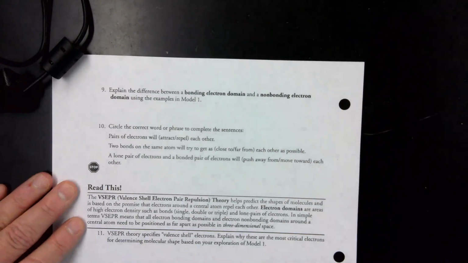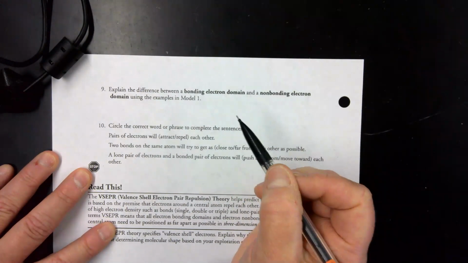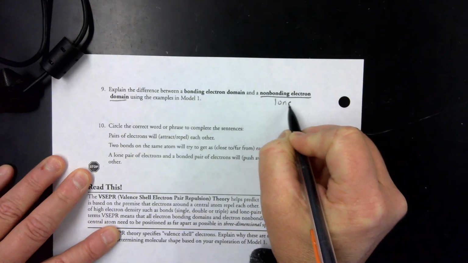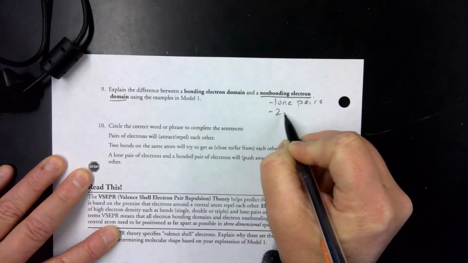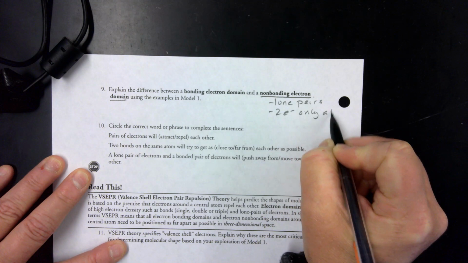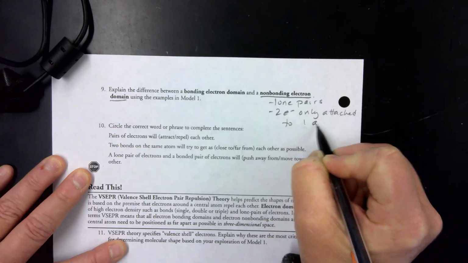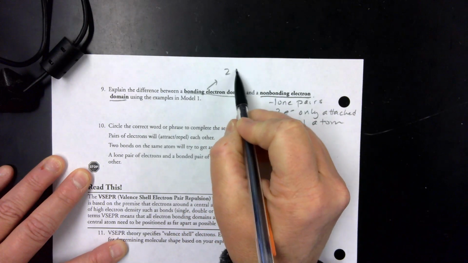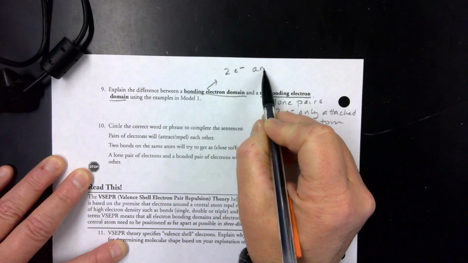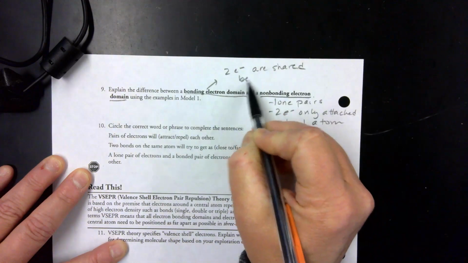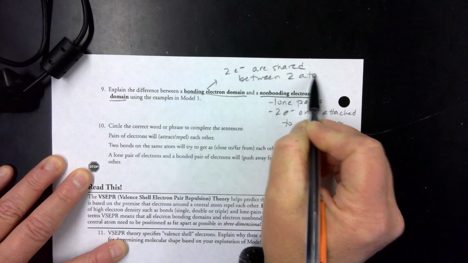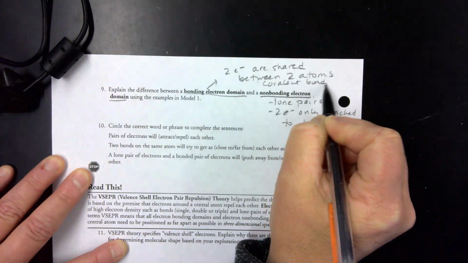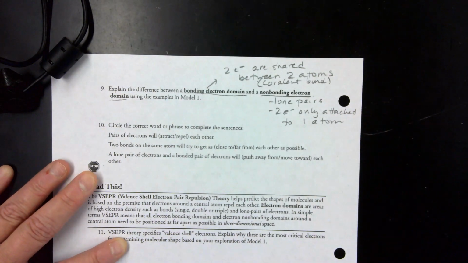So, explaining the difference between bonding electron domains and a non-bonding electron domain: non-bonding electron domains are the lone pairs. Right? So that's two electrons only attached to one atom. A bonded electron domain is two electrons that are shared between two atoms. It's basically a covalent bond. And that covalent bond can be a single, a double, or a triple bond.